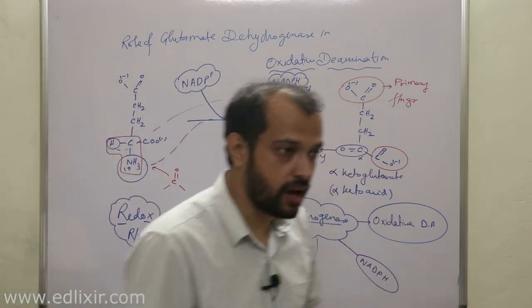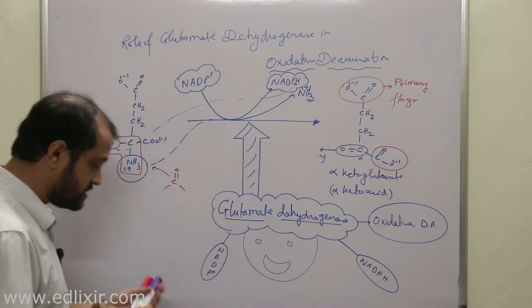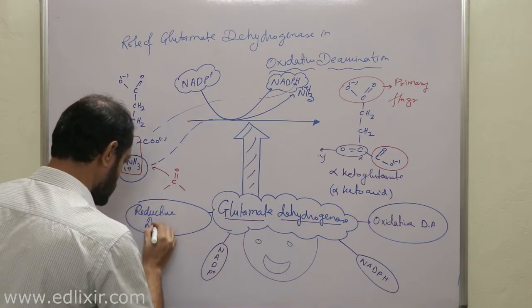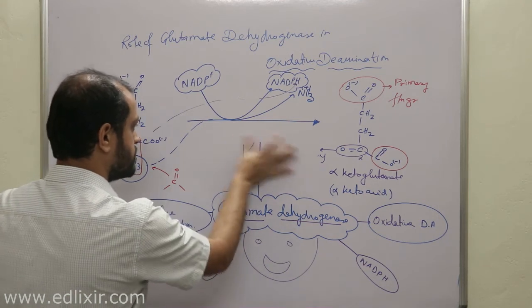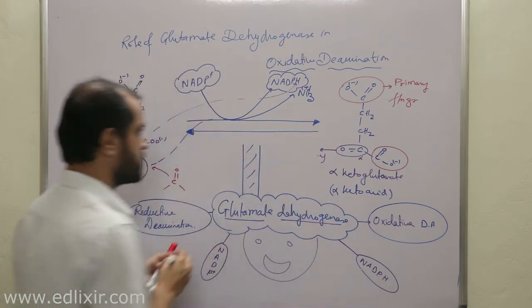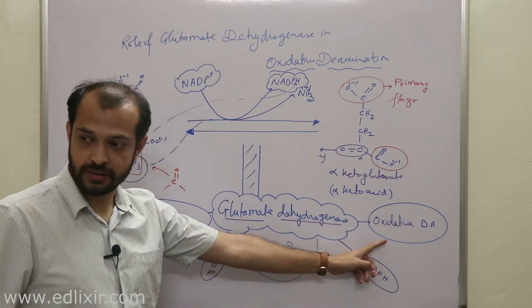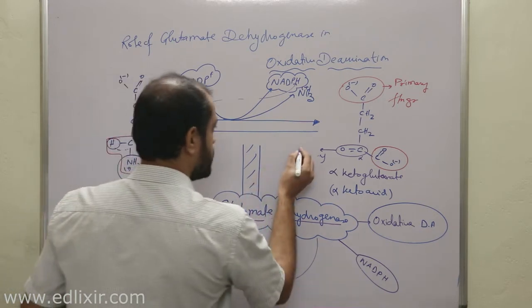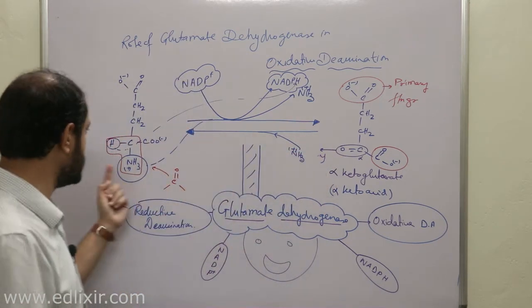Now, a very interesting part is this. If you want to understand how glutamate dehydrogenase helps in reductive deamination, then the most important thing you have to understand is this: you will just have to reverse this arrow. That's it. Clear? That means whenever glutamate dehydrogenase is performing oxidative deamination, ammonia will go out. But whenever it performs reductive deamination, ammonia will come in, and this keto group will be converted into amine group.